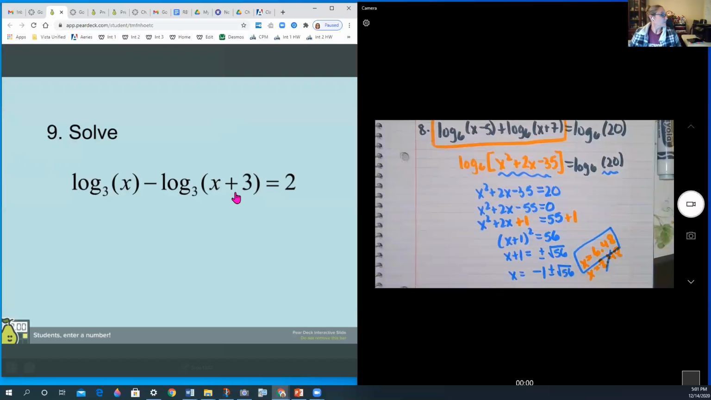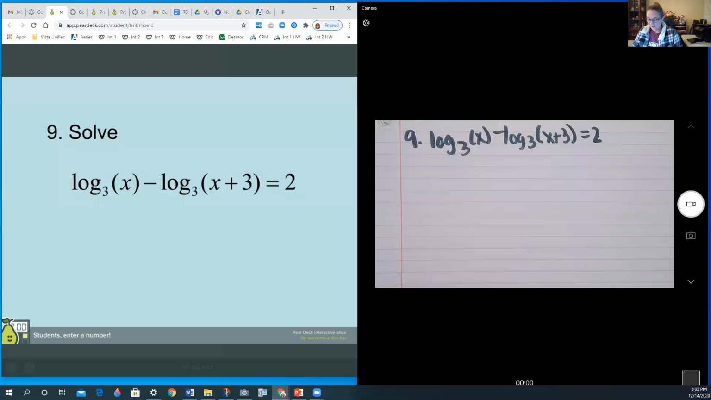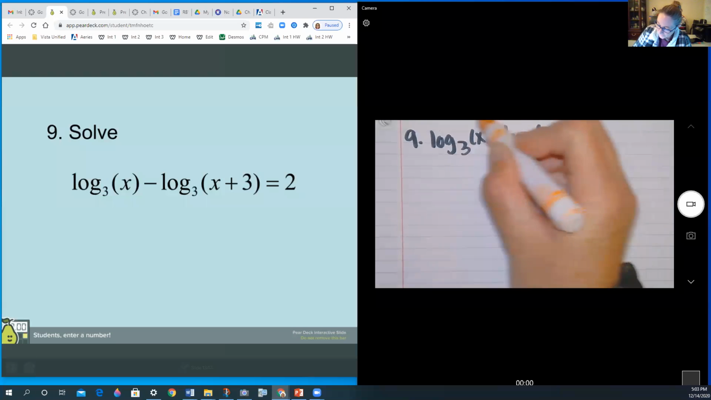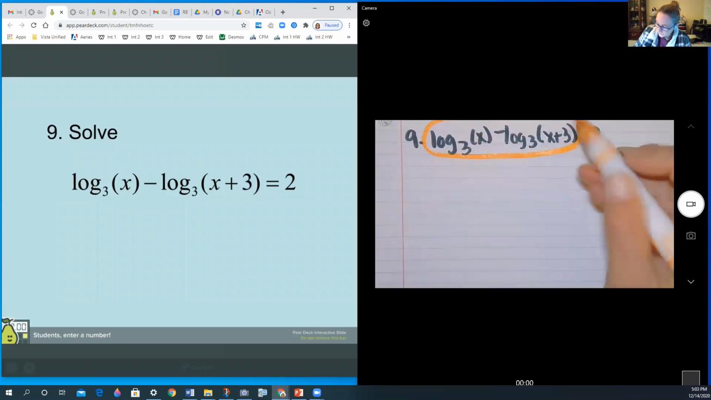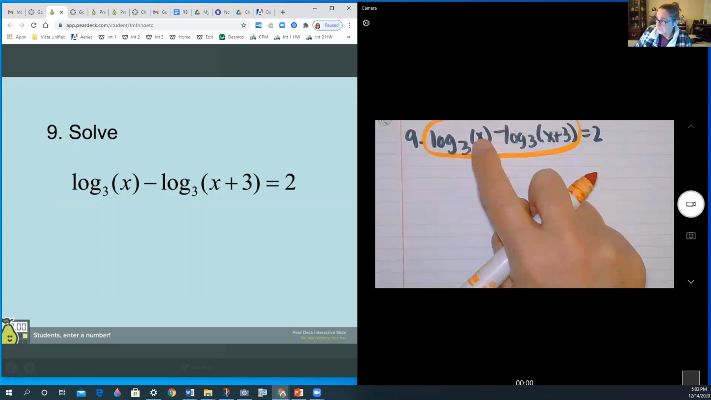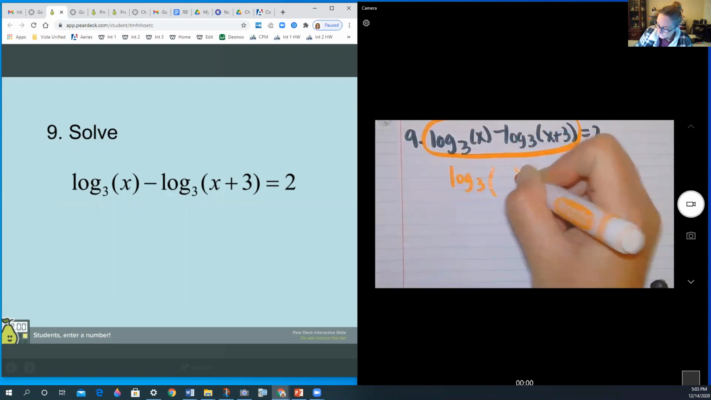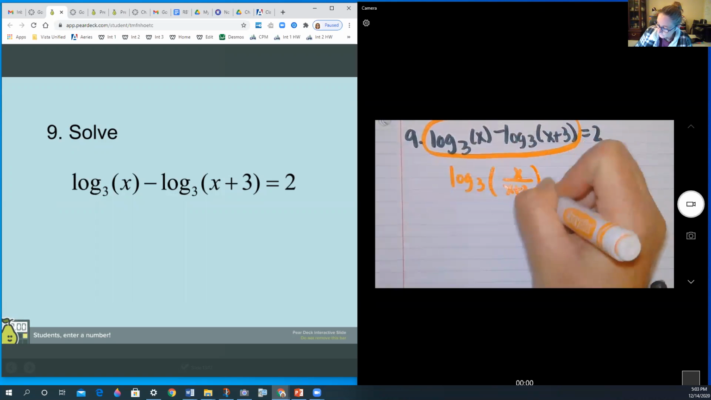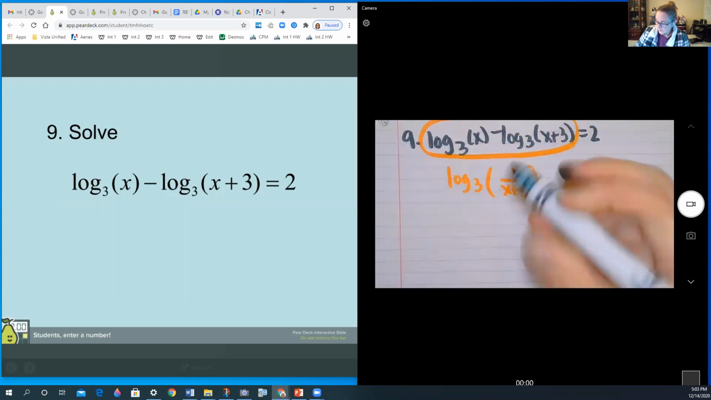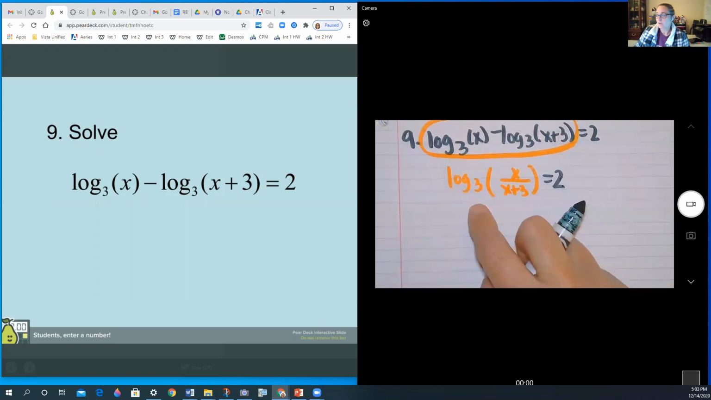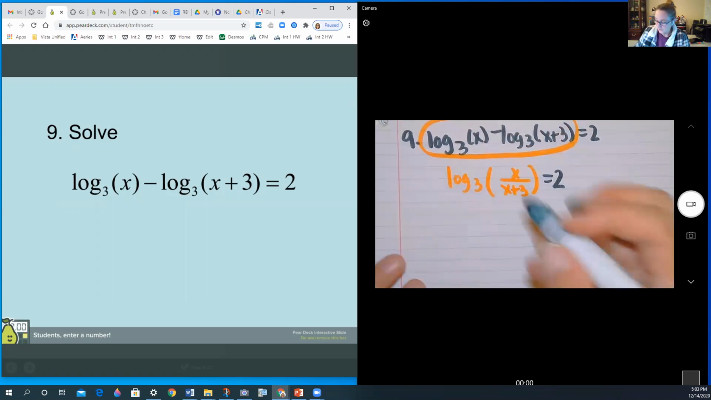Okay, so the next one, this one we have two logarithms on one side and no log on the other side. So I need to get a single log on the left. Again, on this one, we want to make this into a single logarithm. Since it's a minus, that means these two things will be dividing. So I'm going to get log base 3 of x over x plus 3 equals 2. And then once I get a single log on one side and we don't have a log on the other side, we rewrite it in exponential form.